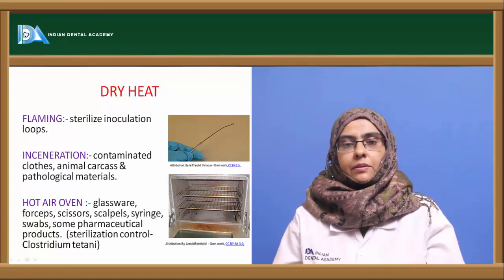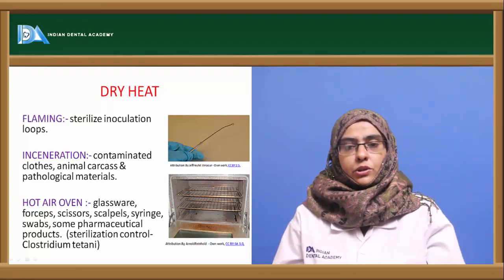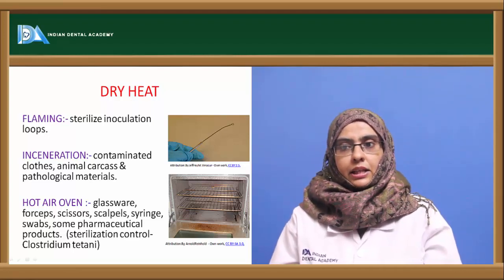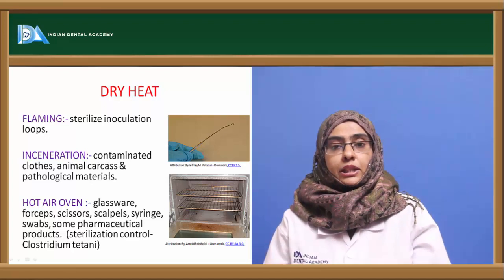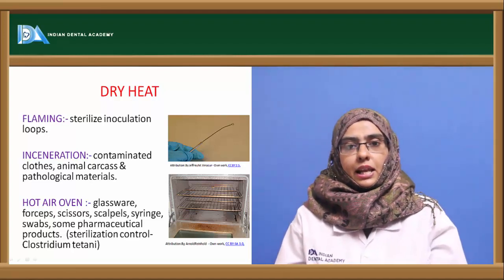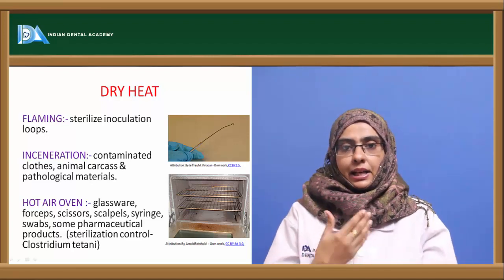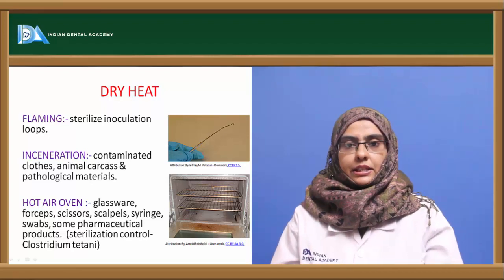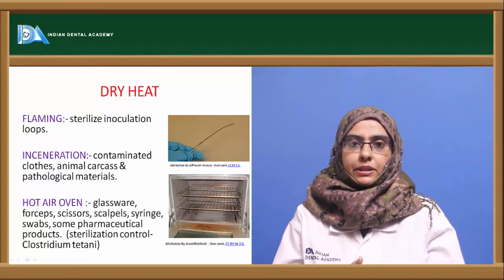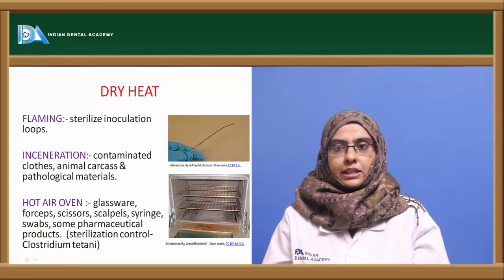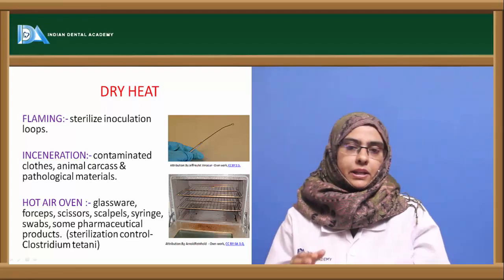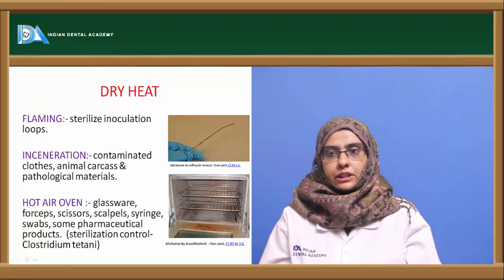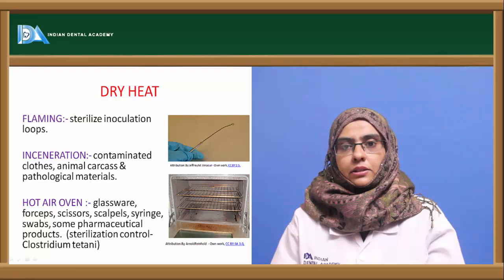Incineration is directly burning the material with the organism. It is mostly used to eliminate organisms from contaminated clothes, animal carcasses and pathogenic material, and the material used to carry out experiments in the experimental laboratories. They are usually eliminated with the help of incineration. Take for example the laboratory animals, guinea pigs and so on: when they die, they go through the incineration technique to eliminate the organism as well as the bodies of the experimental animals. So these are the two methods, and the third one is called the hot air oven.